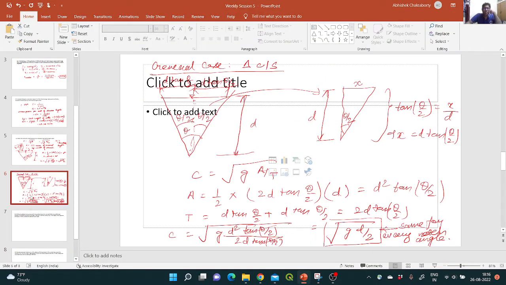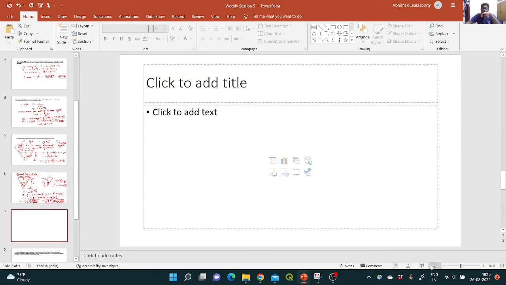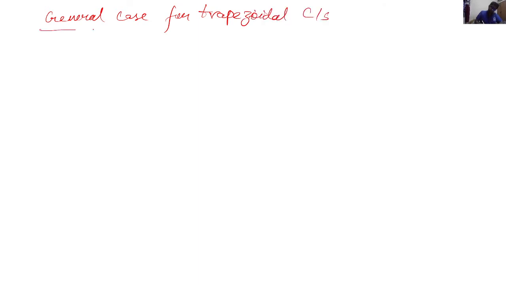Let's see what would happen for a trapezoidal cross section. Does it depend on the subtended angle or not? So I will take another general condition for a trapezoidal cross section, because trapezoidal cross sections happen to be the most prominent open channel flow cross sections. So I'm taking another general case for a trapezoidal cross section.